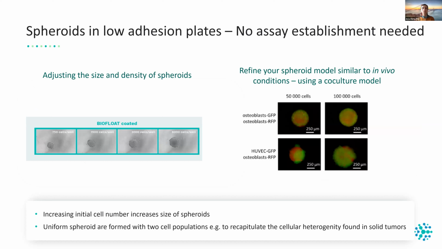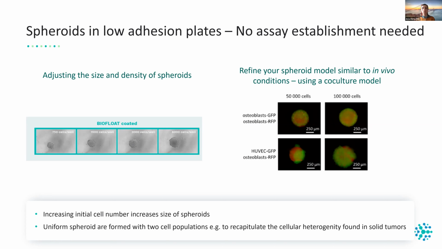These low adhesion plates are ready to use. That means no assay establishment is needed. So you can adjust the size and the density of spheroids by the initial cell number. Here in this experiment, we see that with 750 cells per well, after 24 hours, a spheroid was formed. After seeding 6,000 cells per well, a spheroid was also formed, but it was bigger compared to the well which was seeded with 750 cells.